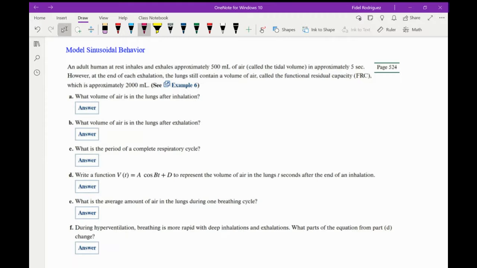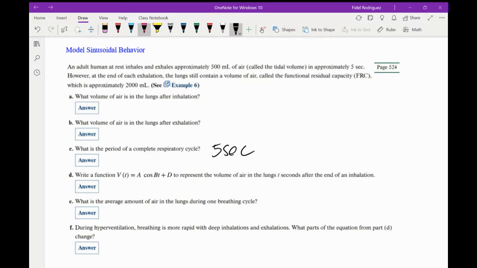Okay. So we know the period is how long? How long does it take me to do this? 5 seconds, right? Okay. So look, before I read anything else, look at part C. What does part C say? What is the period of a complete cycle?